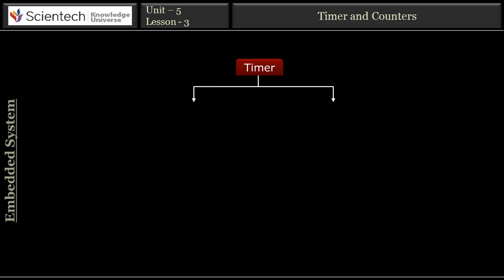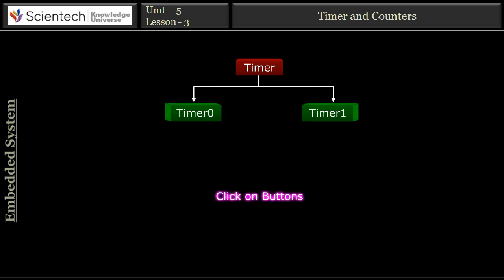The 8051 has two timers, such as timer 0 and timer 1. Both the timers can be used either as a timer or as a counter. We will explain both one by one.